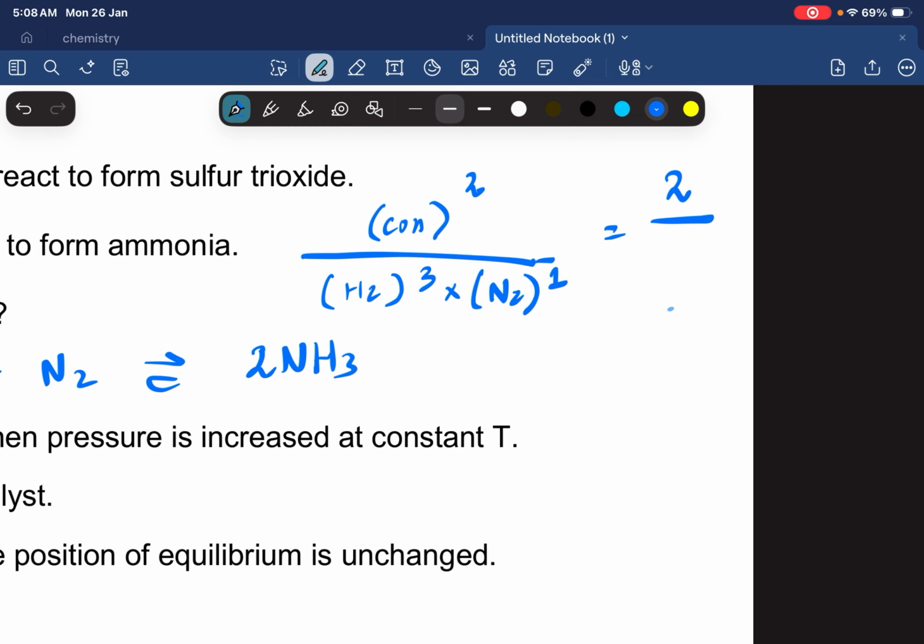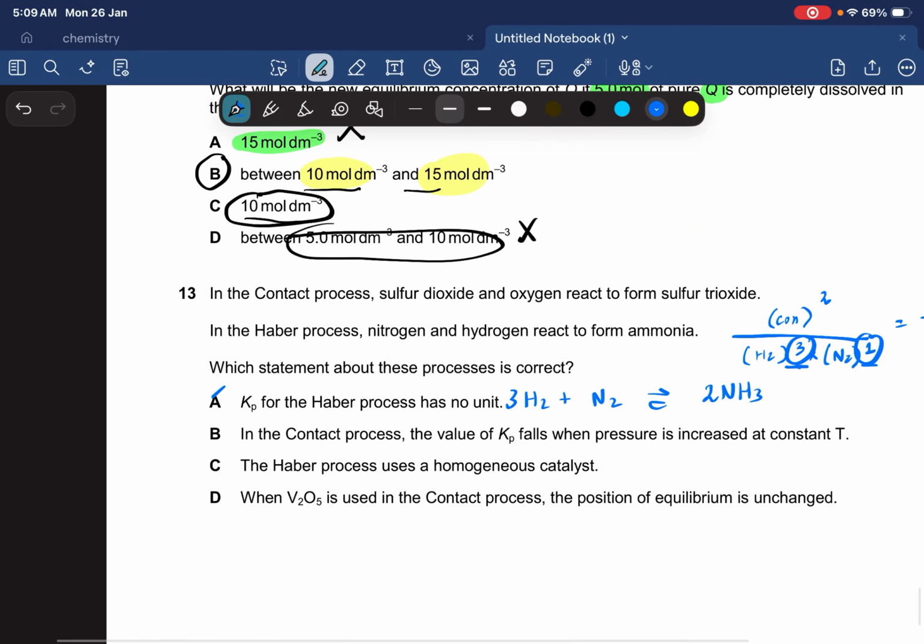So basically it's the above and below, they're not equal, so they're not gonna exactly cancel out. It's gonna have some units, right? Because there's a 3 and 1 here, right? So it's gonna have some units. It's not gonna cancel out. So this one is incorrect.